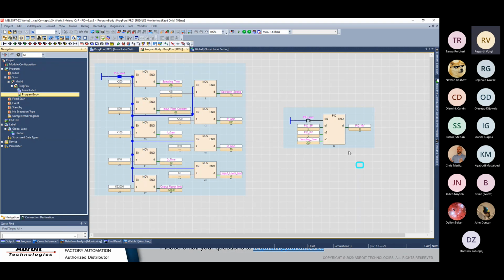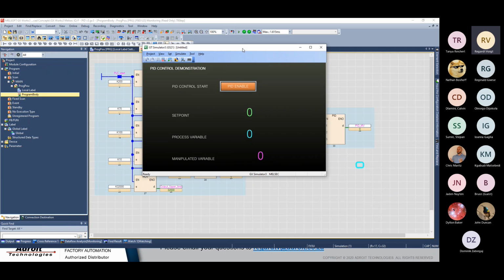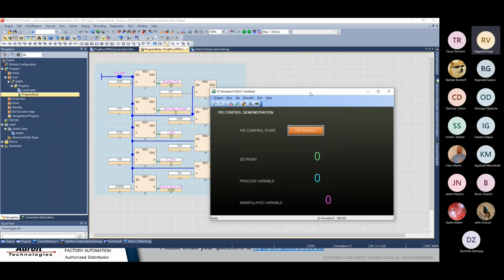And I suppose this is what we'll see in the PLC side. Just move the simulator again. So see there. Just going to move it somewhere.